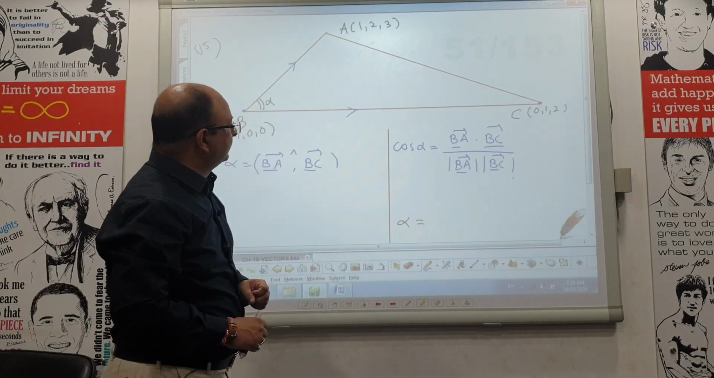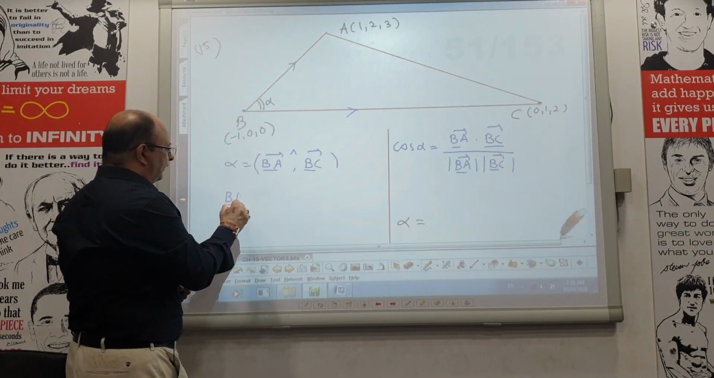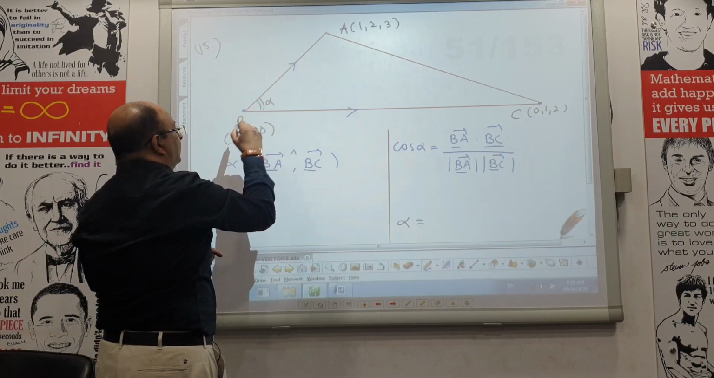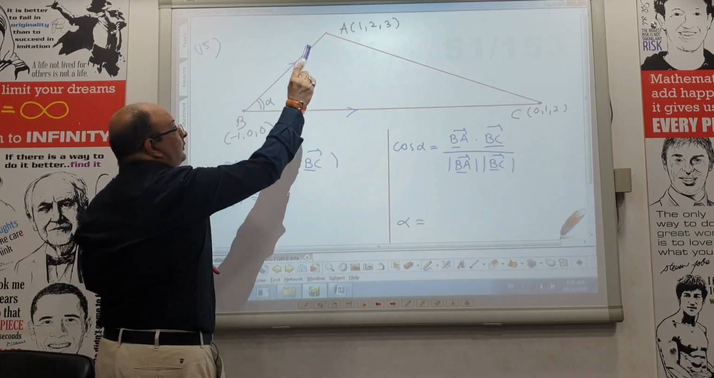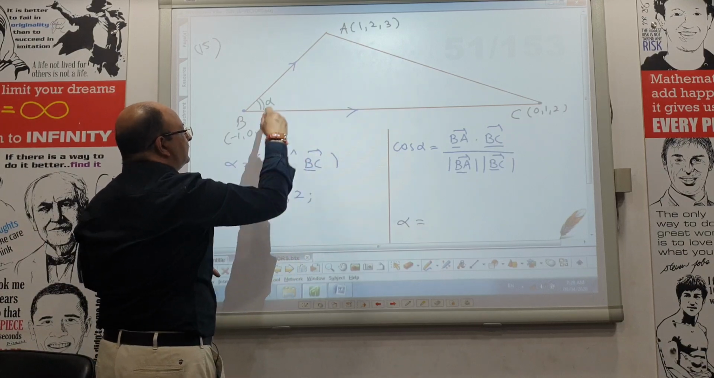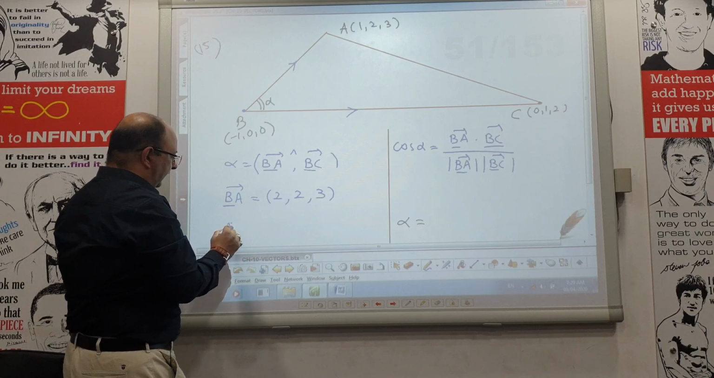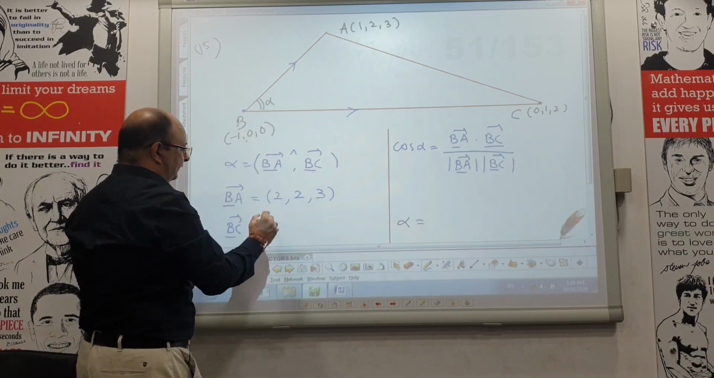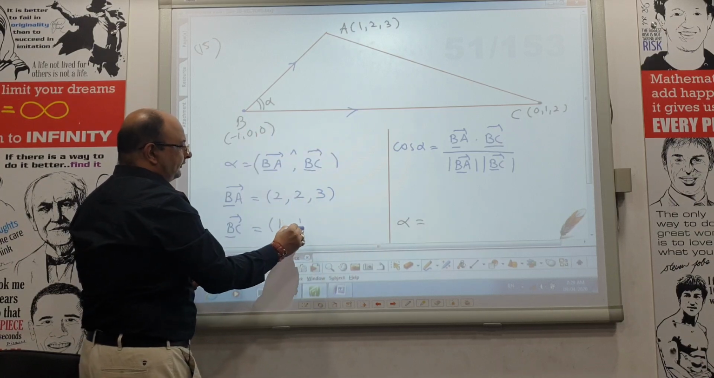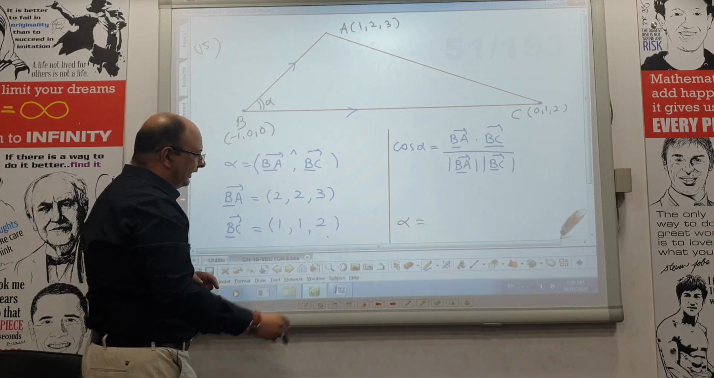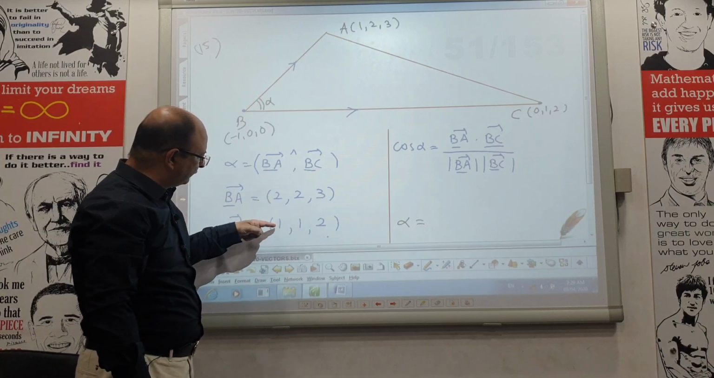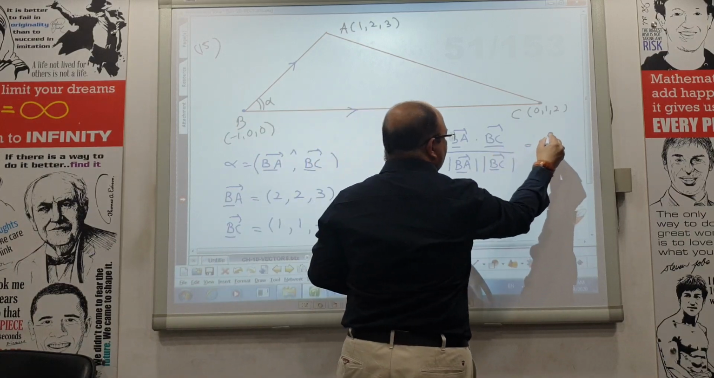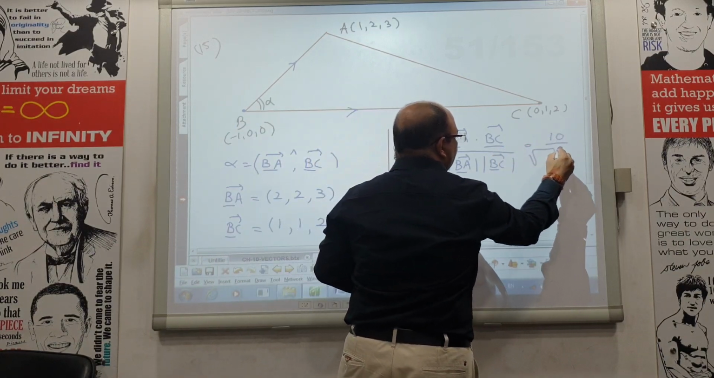Be careful. For vector segment BA, that is a bar minus b bar. So 1 minus minus, plus 1 will be 2, 2 minus 0 will be 2, 3 minus 0 will be 3. And vector segment BC is c bar minus b bar, that is 0 minus minus, plus 1, 1 minus 0, 2 minus 0. What is that dot product? The dot product is 2 plus 2 plus 6, that is 10, upon root.